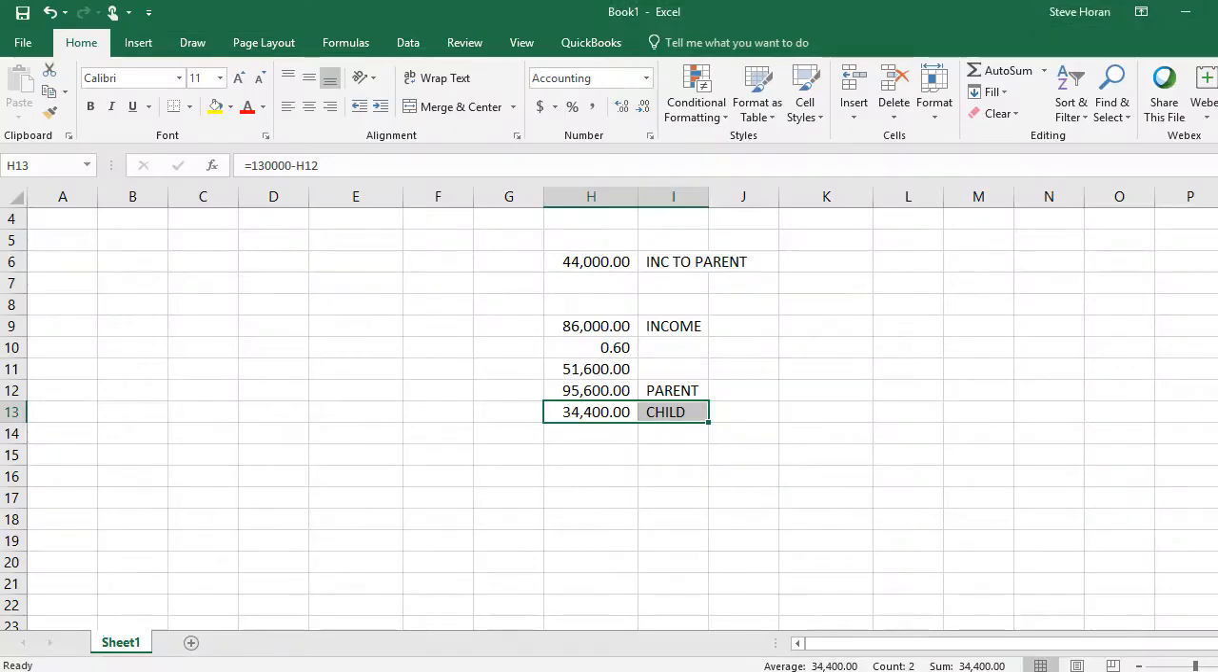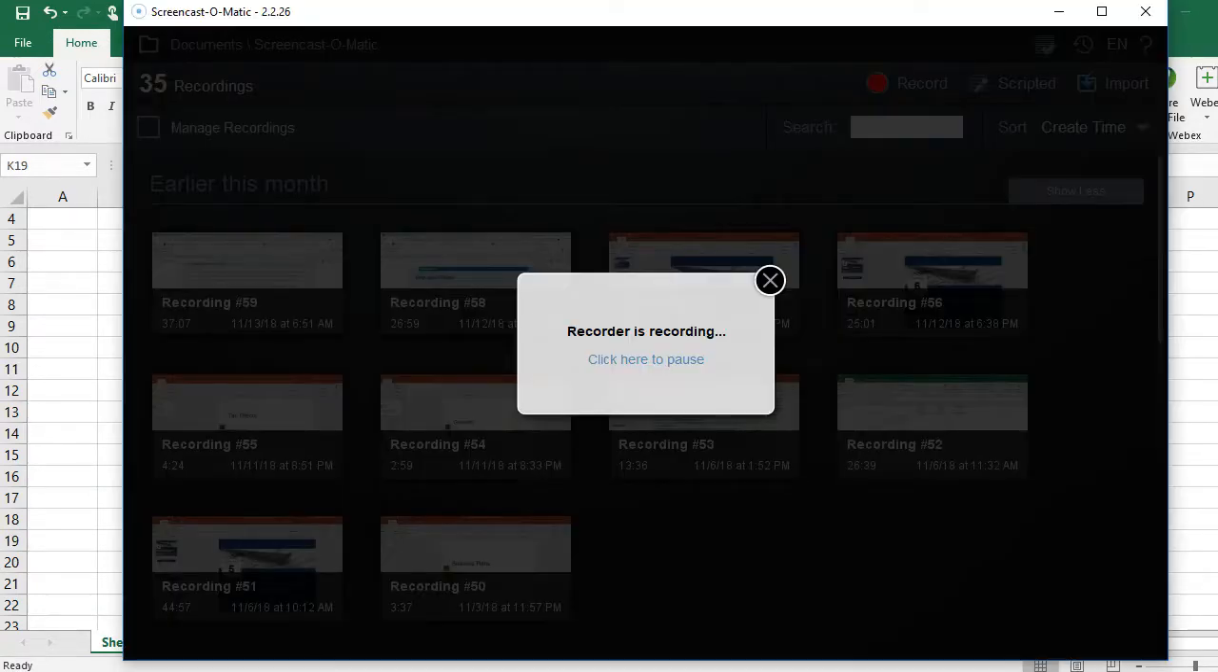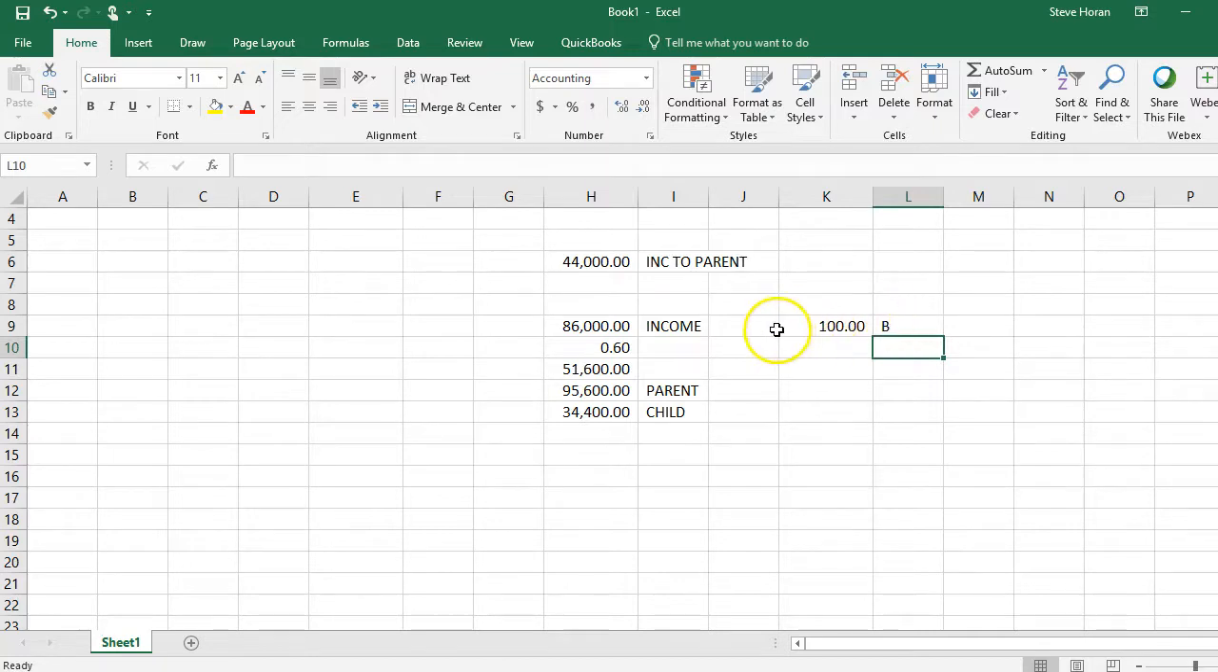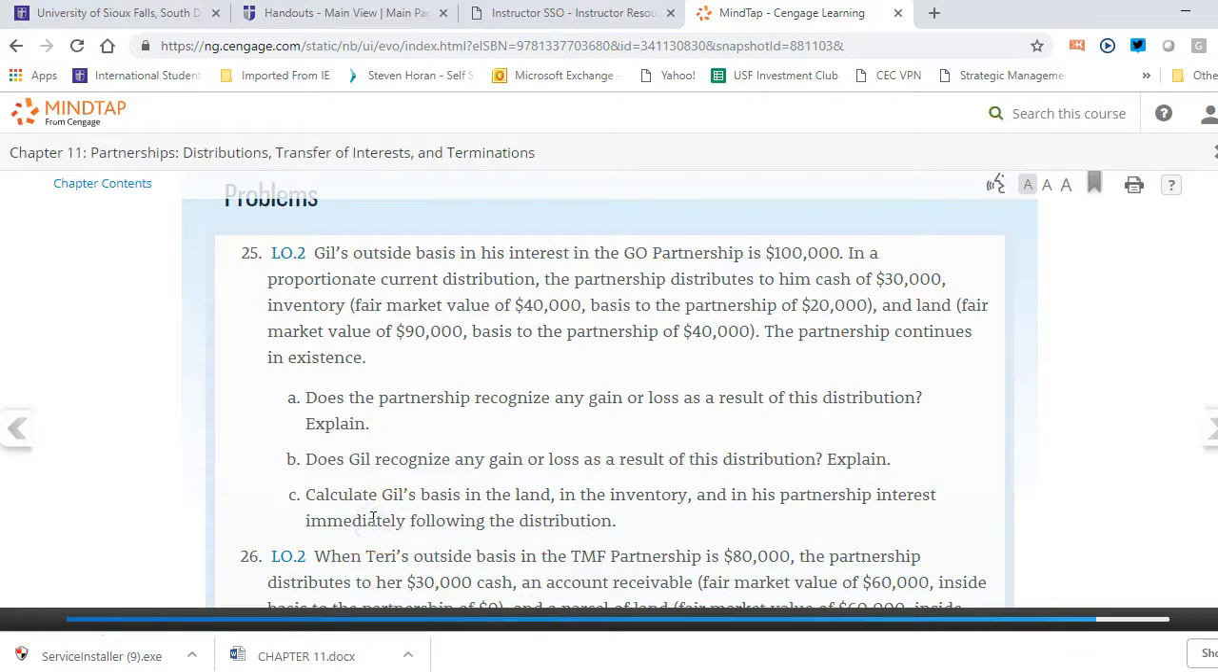So let's go to the original basis. So 100,000, we'll just round it this time, so it's 100,000 basis, and we'll subtract from that cash, inventory, land. And so obviously he still has something left over, which is 10. So that was cash, inventory, land. Okay, so his new basis is now 10. So the answer is 10,000 for C. Okay, so that's it. Hopefully that all made sense.